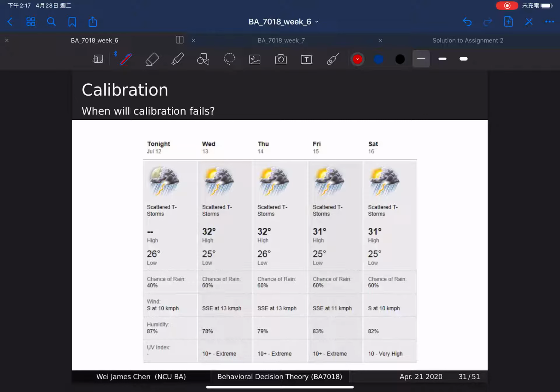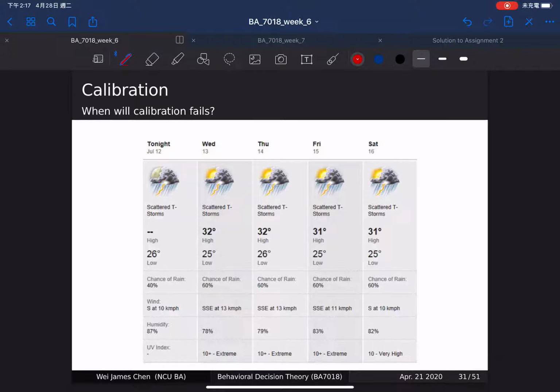But calibration is actually not everything. Calibration can be misleading sometimes. A similar example is this. I guess most of you should have heard of this: a broken clock can be correct twice a day, right? You understand what I'm saying?